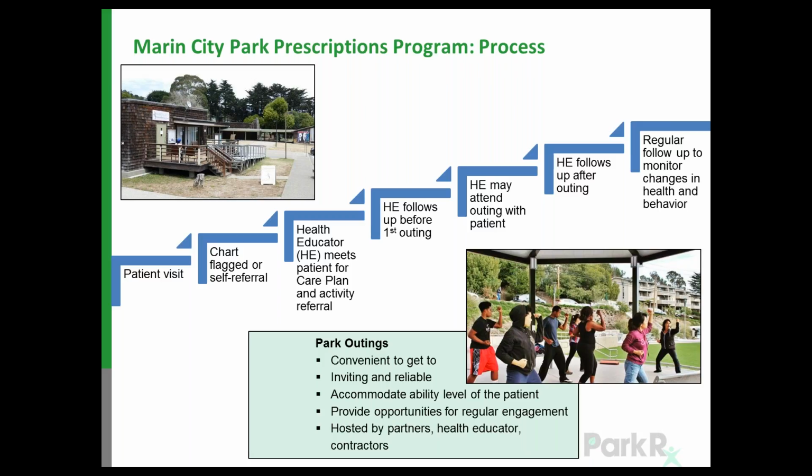The health educator follows up with a patient by phone before the first outing, typically meets them for their first outing, and follows up by phone after the outing to ask how their experience was and invite them to future outings. The health educator also follows up in several months to monitor changes in patient health. The health of the patients is tracked in the electronic medical records and also by an independent team of Health and Human Services epidemiologists. The goal of the whole strategy is to minimize provider burden by utilizing the capacity of the health educator.